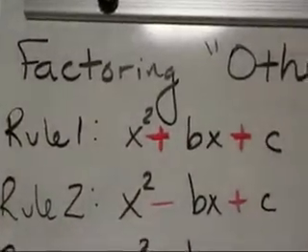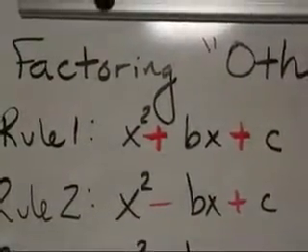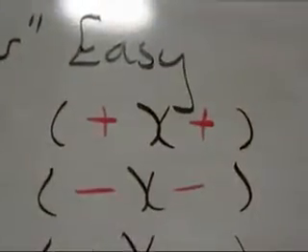Rule number 2 says, if I have a negative in the middle and a positive at the end, well, to multiply and get a positive, but add and get a negative, both of your binomials will have to be negative.